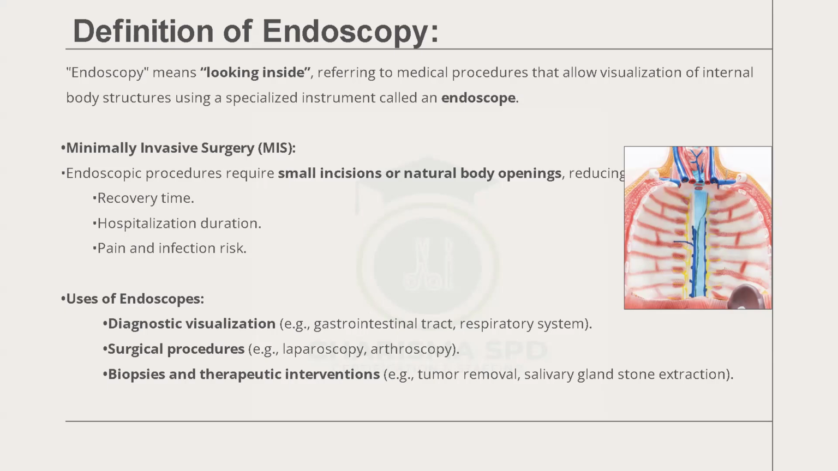Minimally invasive surgery. Endoscope procedures require small incisions or natural body openings. And what do they do? Reduce recovery time. Minimally invasive means that they don't split you open so big. They just create a small hole, with a puncture of maybe a knife, and then they can insert the endoscope through that small opening, do whatever they need to do in your body, and get out. That's what we call minimally invasive.